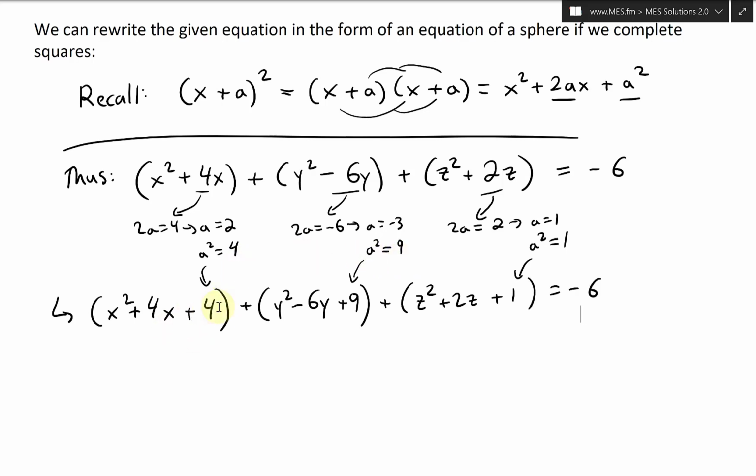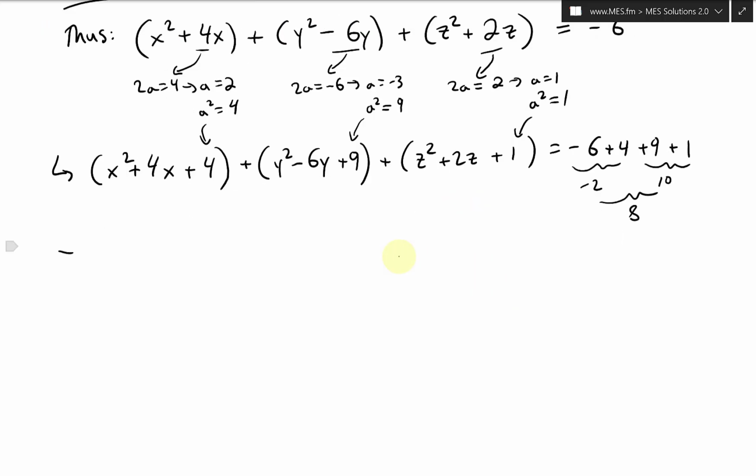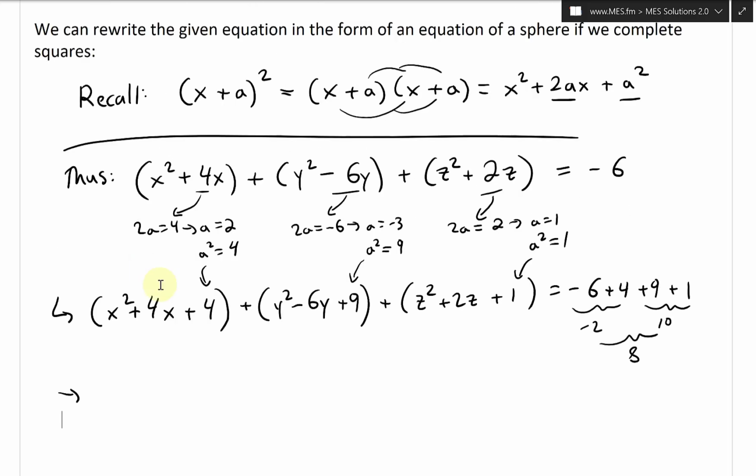So we want all this extra stuff that we added to cancel. So we just add these on this side as well. It's going to be plus 4, and then plus 9, because they cancel. We make them the same sign because it's on the other side, and they would cancel. So we're not changing anything. And then the next one is plus 1, like that. And let's just add these up. So negative 6 plus 4 is negative 2, and then these two is 10. So negative 2 plus 10 is just 8, like that.